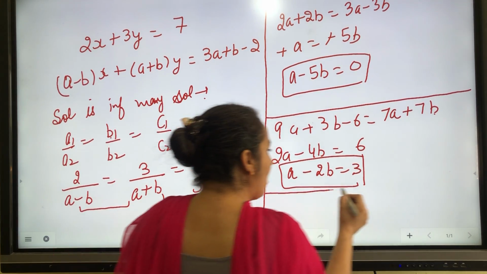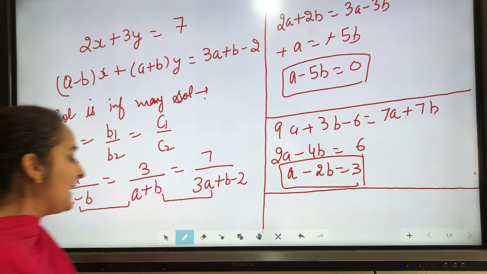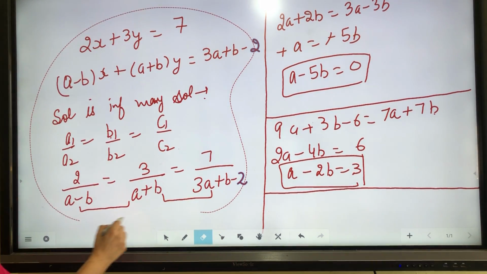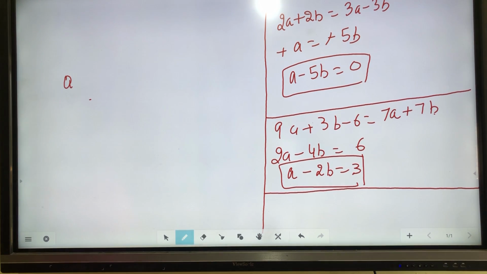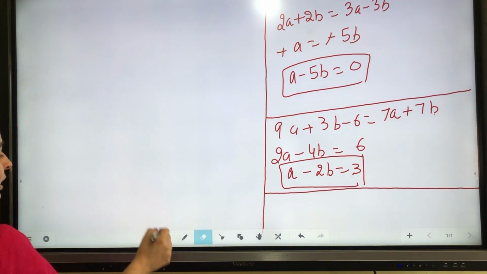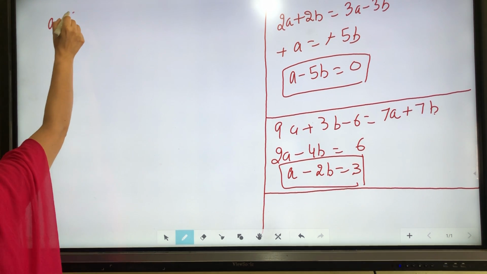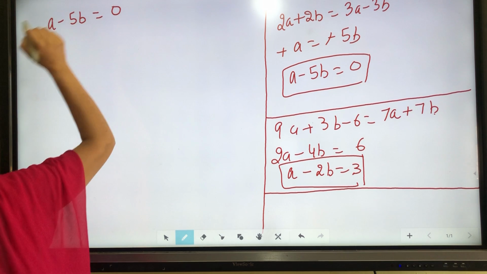And you all know how to solve linear equations. That depends upon you which method you want to apply here. I am applying here again the elimination method that you had already done in exercise number 3.4. What is the elimination method? The first equation is a − 5b = 0.